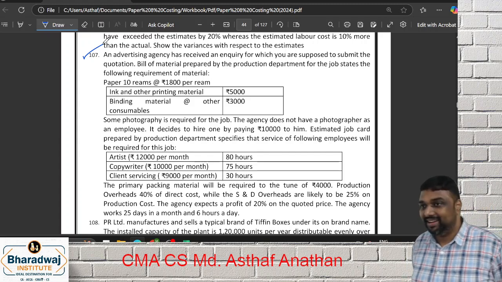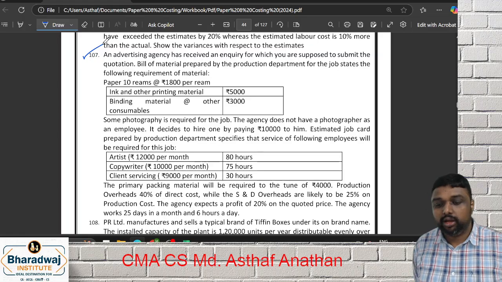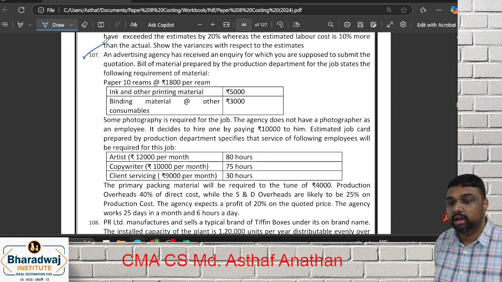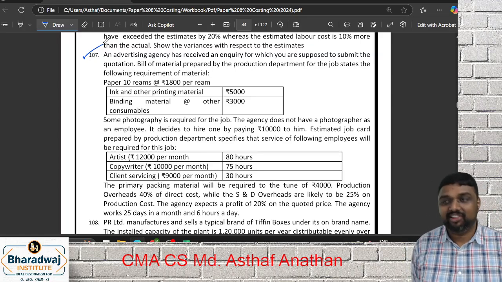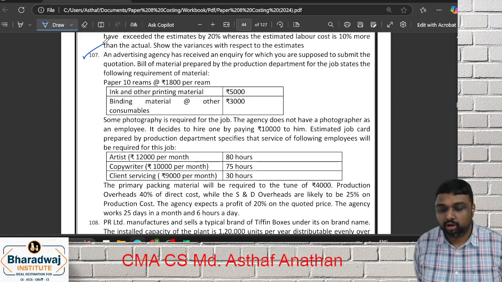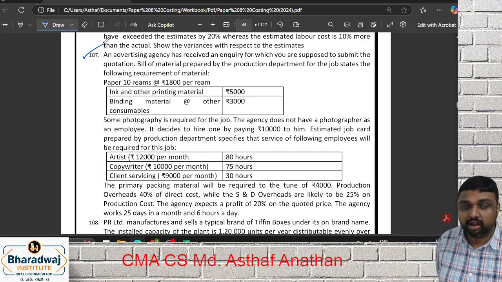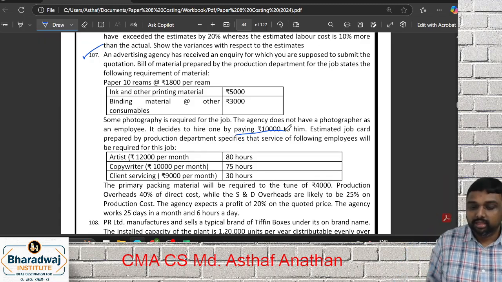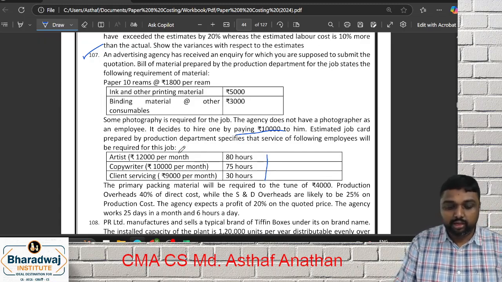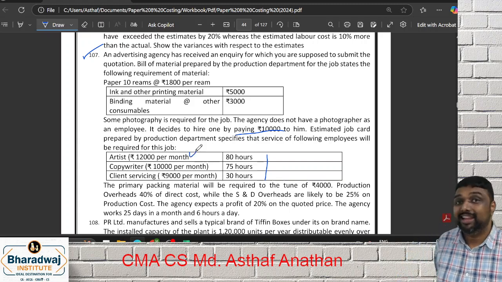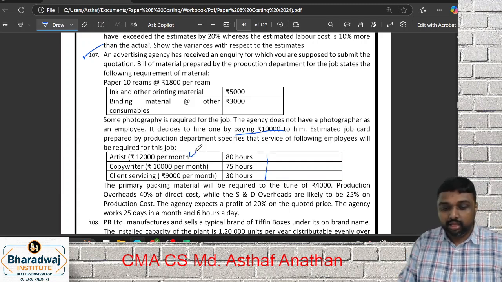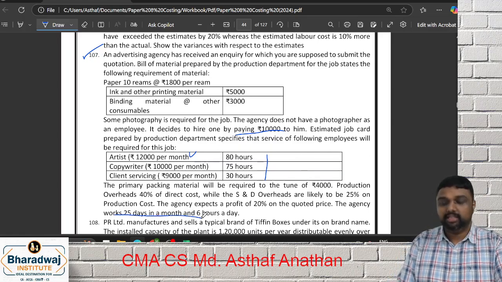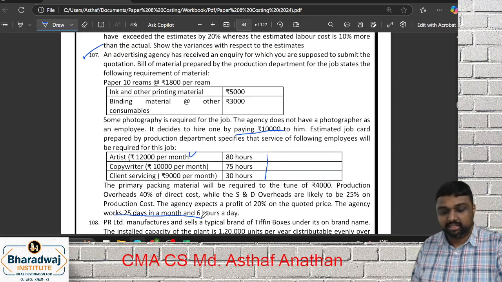So we'll do this in the format. An advertisement agency has received an inquiry for which you are supposed to submit the quotation. The bill of material prepared by production gives the following details: paper, 10 reams at 1800, ink, binding material, and some photography for the job. The agency does not have a photographer as an employee, so it decided to hire one by paying 1 lakh. Then they give the details: we use only 80 hours, but actually we pay 12,000, which is for the month, not per hour. He works 25 days, 6 days at 6 hours in a day.